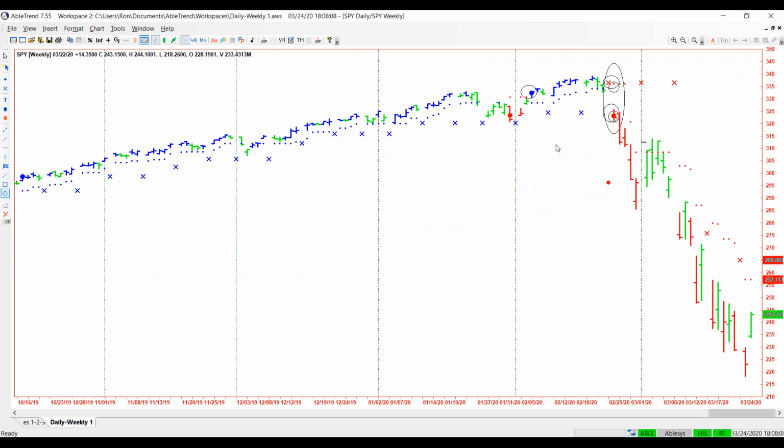This was the S&P chart I was talking about with the triple confirmation short trade, where we had the sell signal 1 month ago at 325, and we're at 243 today, which is an 80-point winner to the downside.